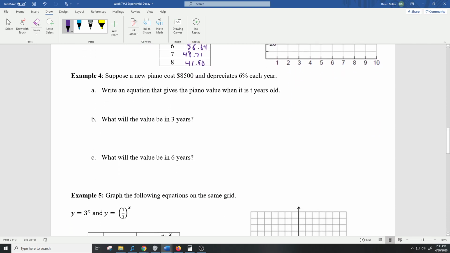All right, example 4. Suppose a new piano costs $8,500 and depreciates 6% each year. Write an equation that gives the piano's value when it is t years old. So we can quickly go through this. So we have f of t equals our starting value, which is 8,500.